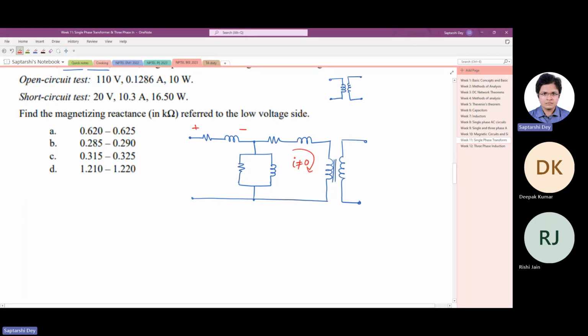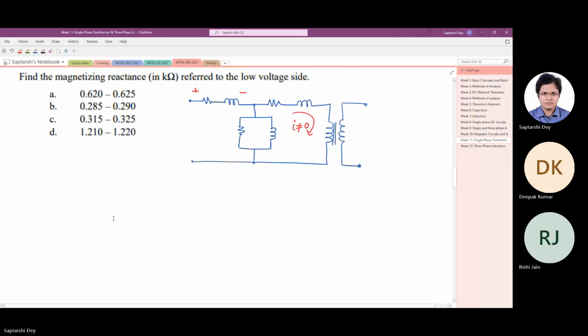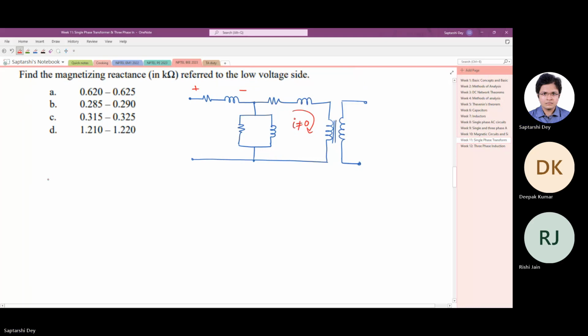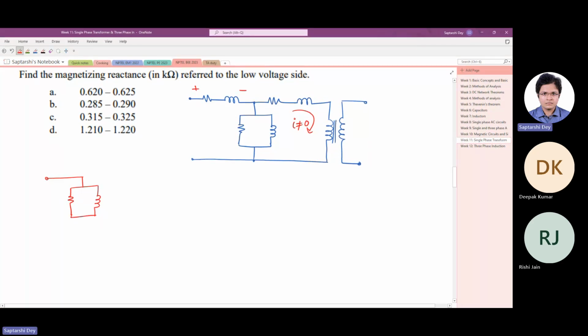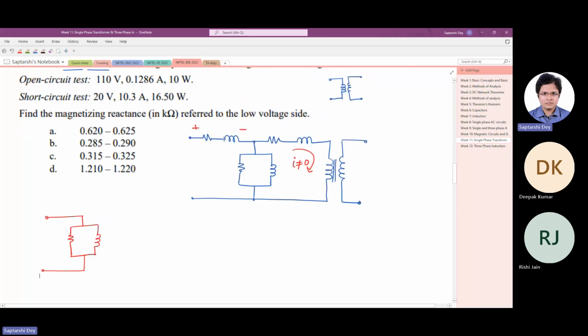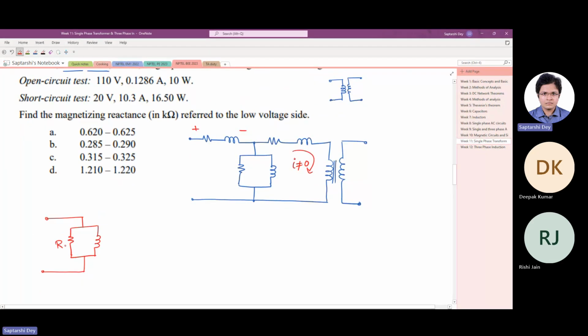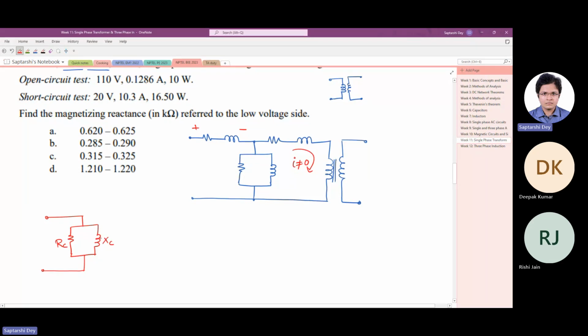If we do so, then the transformer equivalent circuit in the open circuit test becomes like this. Since the value of current is very less, the drop across this impedance, the loss in the leakage, can be neglected. The transformer is operating at no load. Now we have only this. We have the RC and XC, which is the magnetizing branch of the transformer.